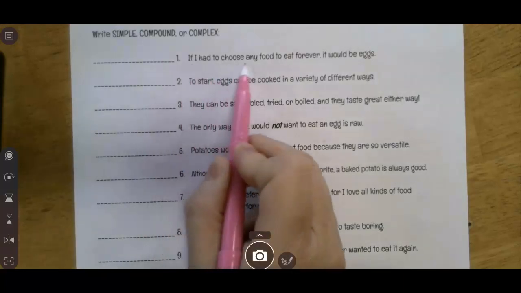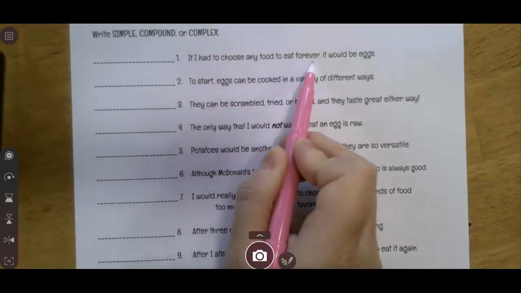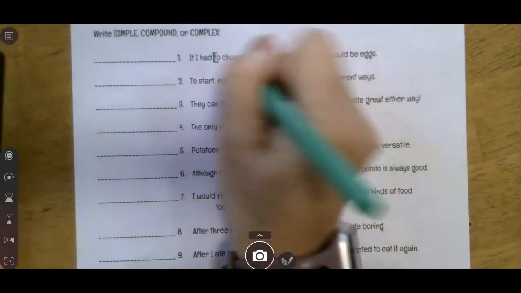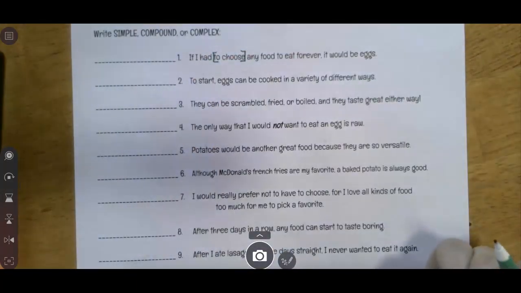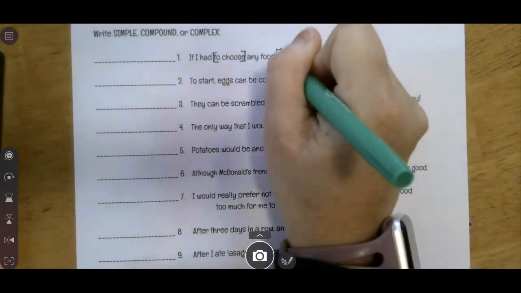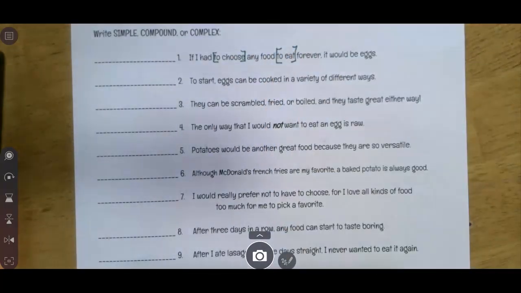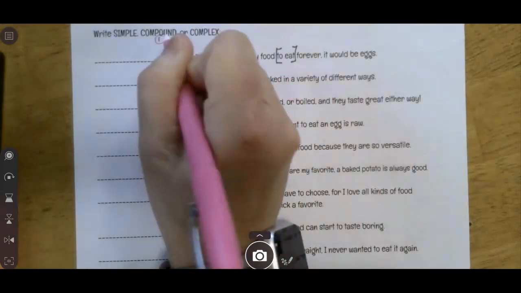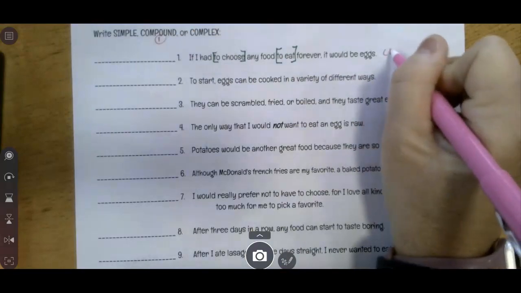Number 1 says, if I had to choose any food to eat forever, it would be eggs. So your first step is to get rid of any phrases. I see to choose as an infinitive. I see to eat as an infinitive. So now I'm going to look to see, do I see a comma with a coordinating conjunction? And I see a comma, but not a conjunction, so I know this is not compound.